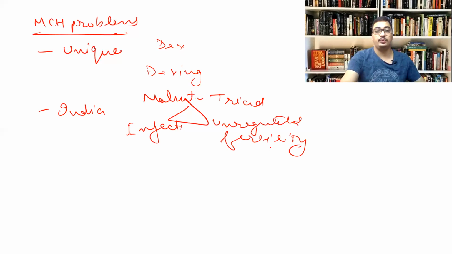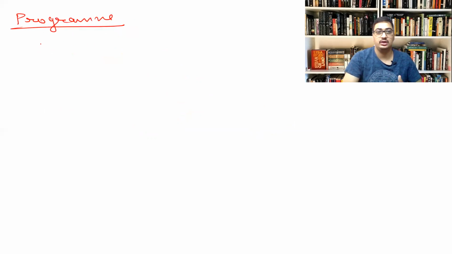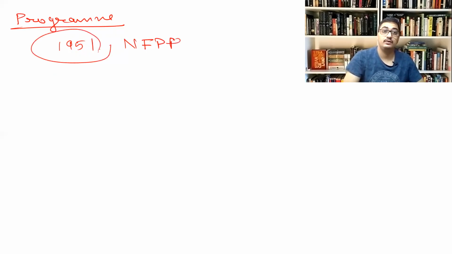Let's come to the programs, the broad framework of the RCH program. So first of all, we historically take pride in the fact that in 1951, we were the first country in the world to launch a national family planning program. So we launched the national family planning program in 1951, and we were the first country in the world to do so.